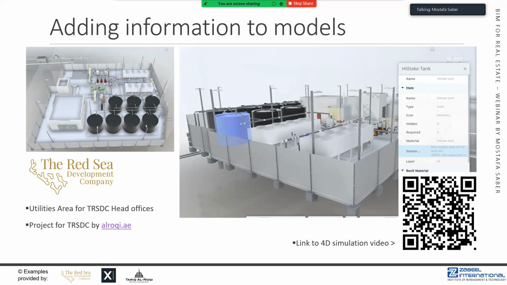The code on the right side includes a link to a simulation video. You can scan this with your mobile and go to the website to see the 4D simulation we did for the building. The building was the headquarters office for the Red Sea Development Company in Amluj.